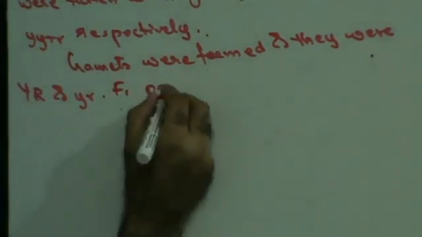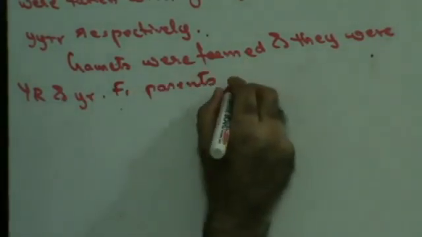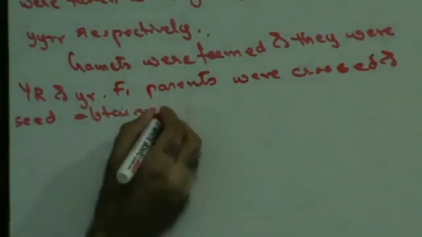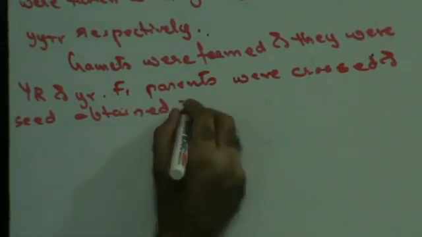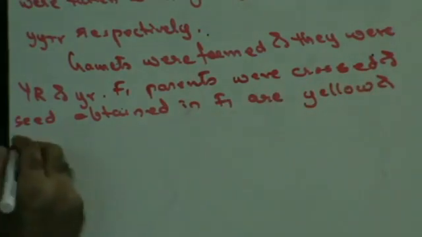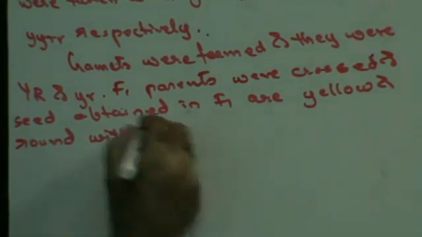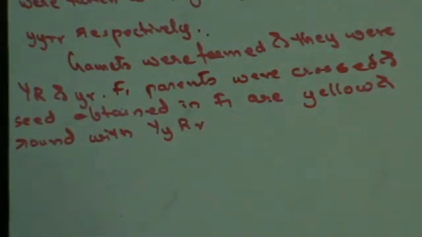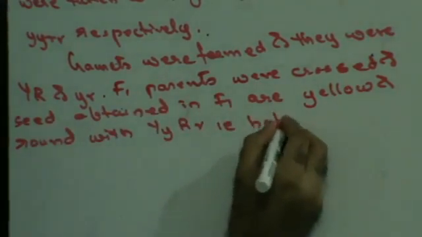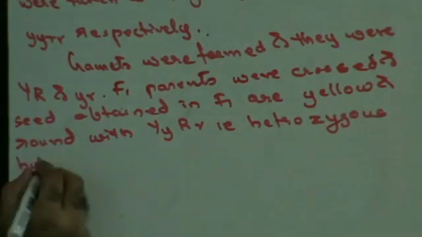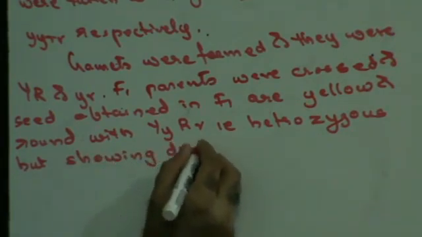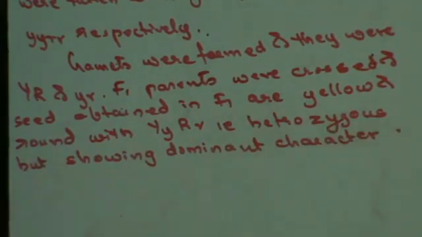So I can say that the F1 parents were crossed, and seeds obtained in F1 are yellow and round. That is, the dominant character would be the phenotype, right? And the genotype for this will be YyRr, right? That is heterozygous but showing dominant character. Fine, we get this in here.